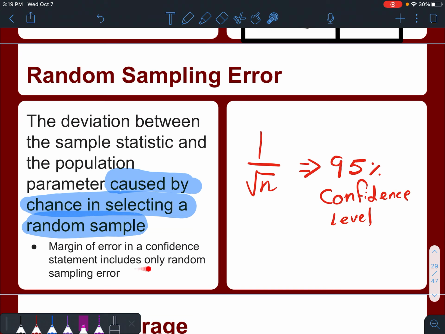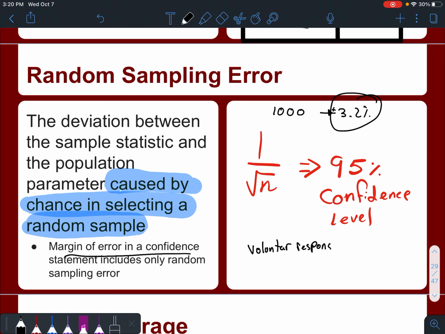So the margin of error in a confidence statement includes only random sampling error. So if you look at this and you say, okay, you've got 1,000 people that you surveyed, and that leads you to, I believe it was 3.2% margin of error, which is a nice margin of error. But if you have a bad question, if you have other kinds of issues going on, like you're using a convenience sample or voluntary response sample, you don't get the benefit of the margin of error if you're not using random sampling. So you don't get it in voluntary response.